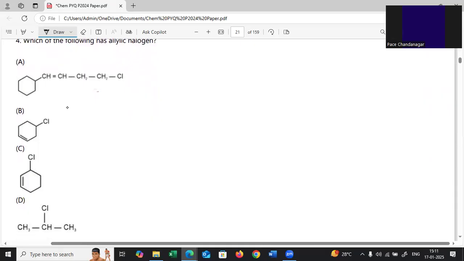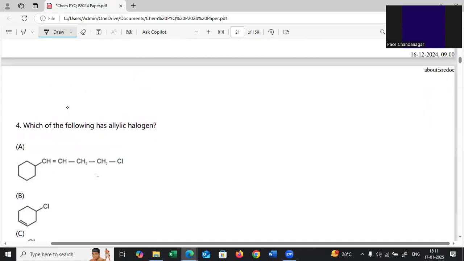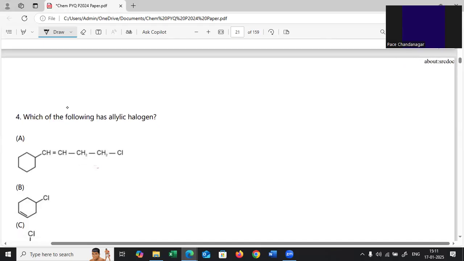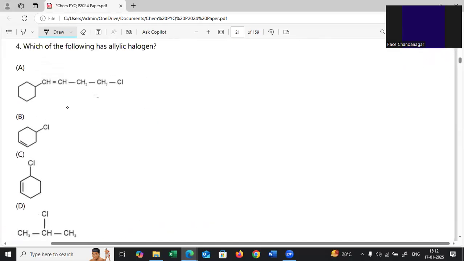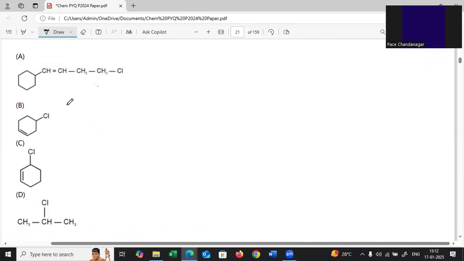Which of the following has allylic halogens? Now, what do we mean by allylic halogens? Allylic halogen is next to the double bond, vinyl and allyl groups. Vinyl is on the double bonded carbon. Allyl, the allylic group: if you have something on the carbon next to the double bonded carbon, that is what is called the allyl group. Here they have asked about allylic carbon, so halogen on the carbon next to the double bonded carbon. So this is right.